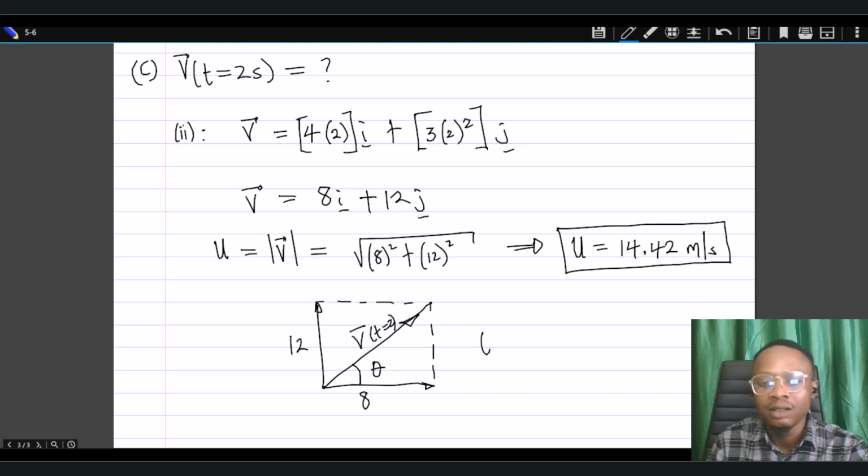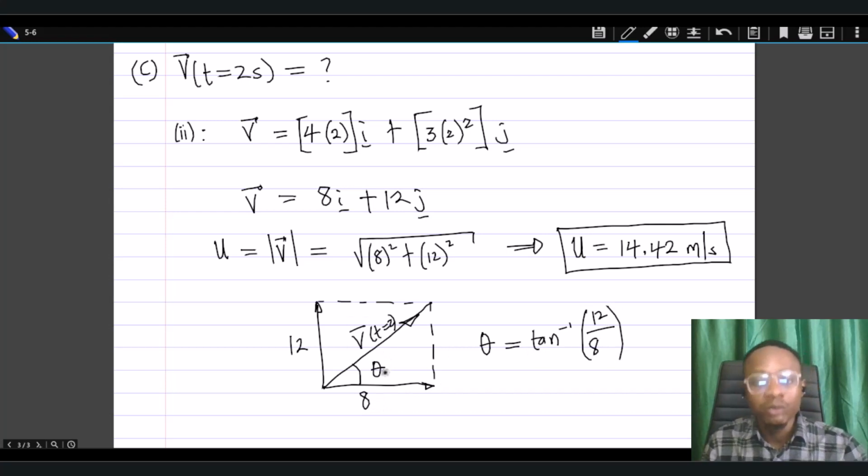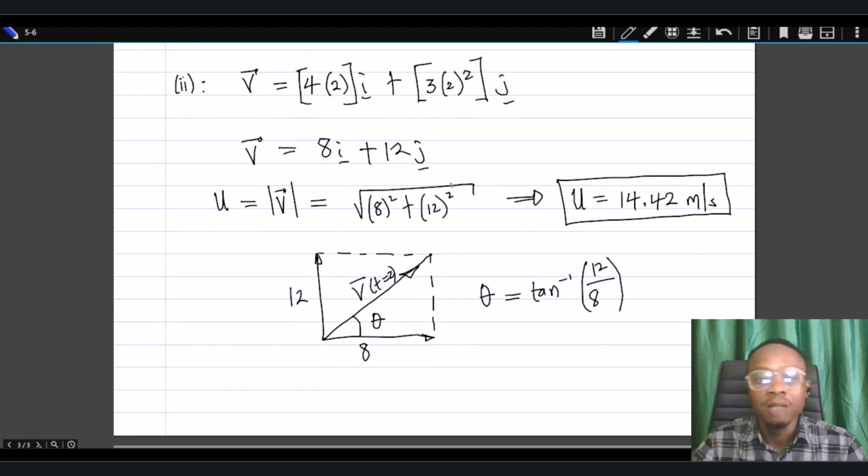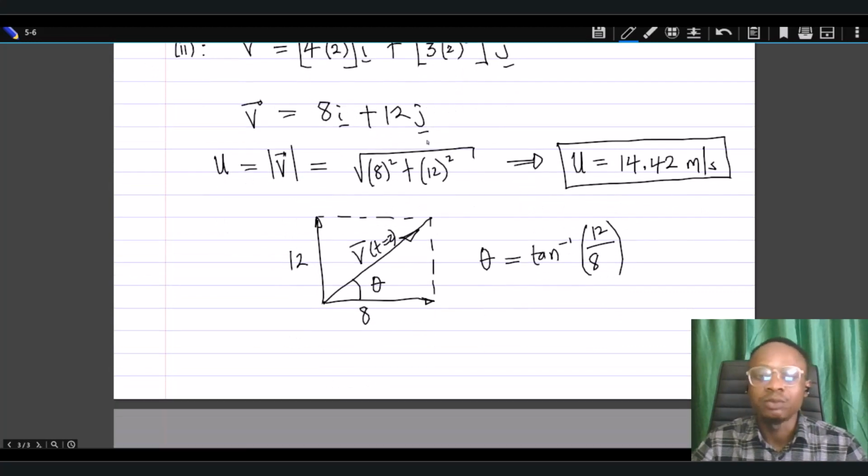Then we say that theta is equal to the tan inverse of this side, which is 12, all over this side, which is 8. So we always have to draw this out. Once we have drawn this out, it saves us from the stress of having to consider what will be the implication if this were negative or positive, because we already consider those implications when we're drawing out these components.